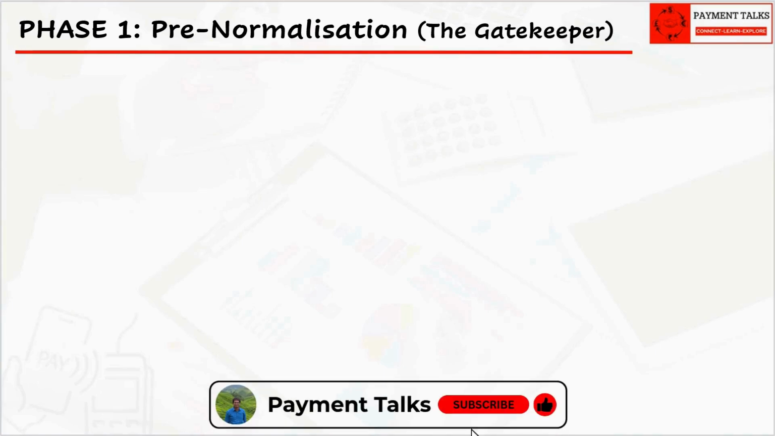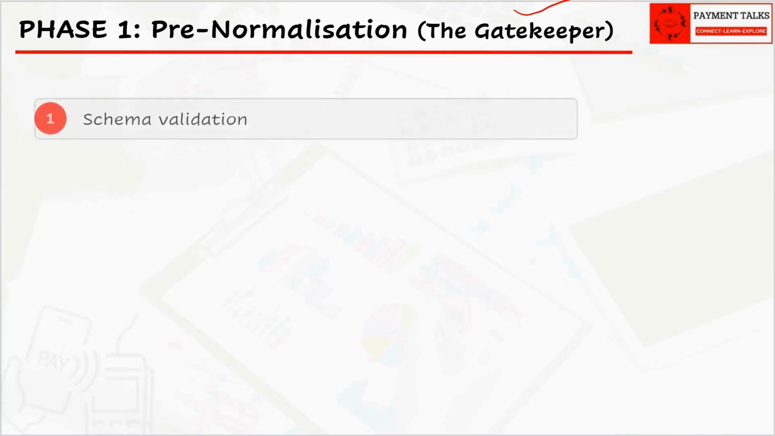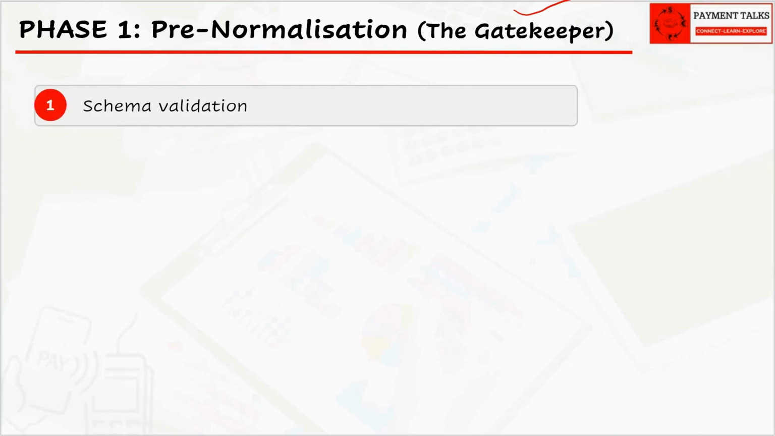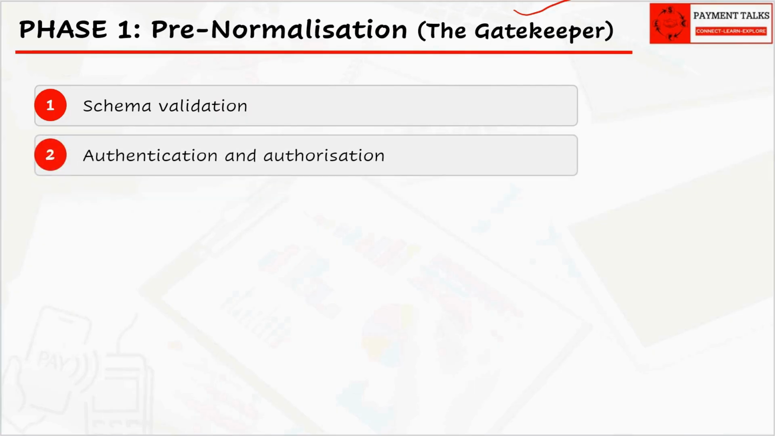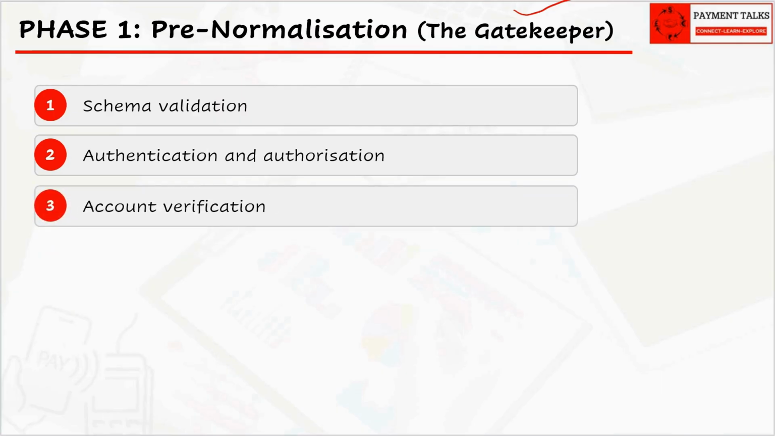Phase 1 is the gatekeeper. 5 steps run in sequence. Schema validation. Does the incoming instruction conform to the expected format? A malformed JSON, an incomplete CSV, an empty 103 with missing mandatory fields, all stopped here. Authentication and authorization. Is this customer permitted to make a payment request from this channel, and does the submitted authorization match the requirement? Account verification. Does the debtor account exist and is it active? A payment from a closed or frozen account stops here.